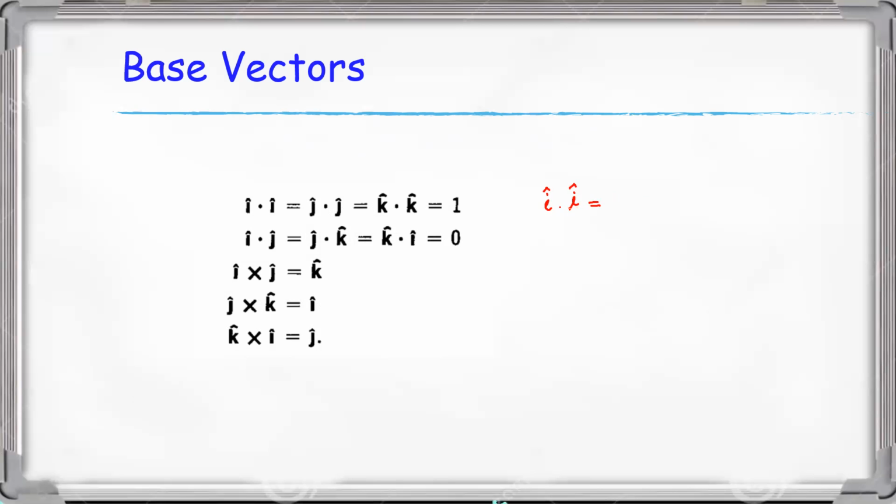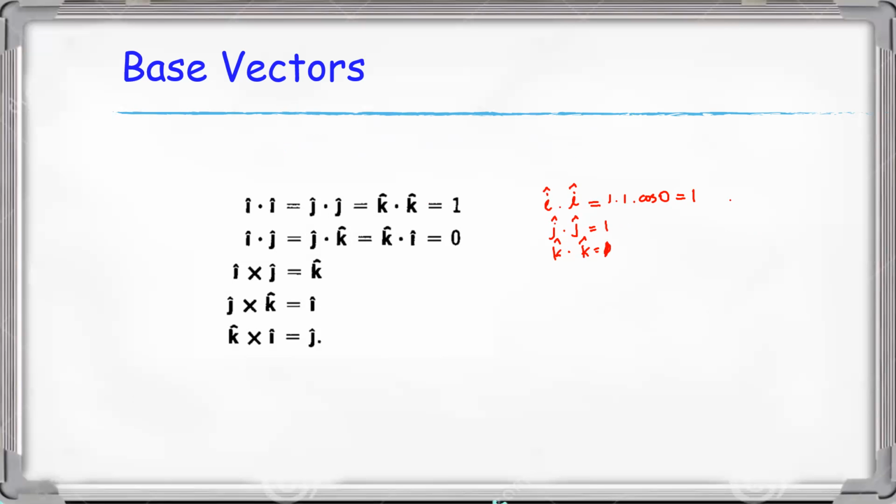Then there are same vectors, then the angle between them is 0. Then it is equal to 1 into cos 0, that is equal to 1. In the similar way, j dot j must be equal to 1 and k dot k must be equal to 1.